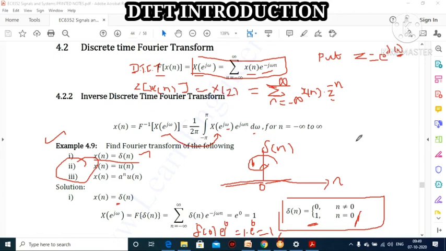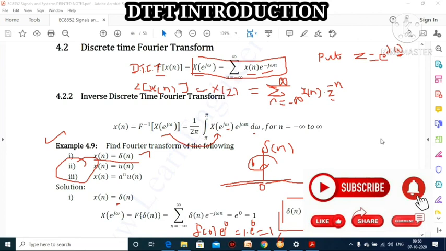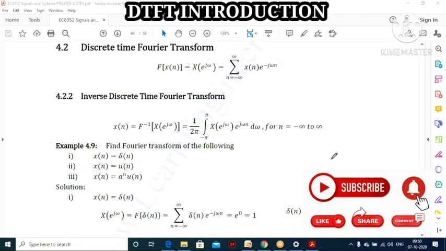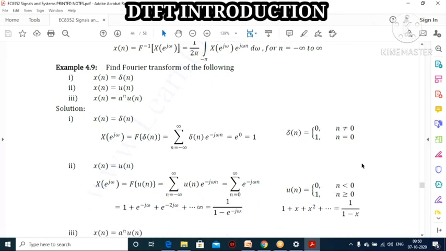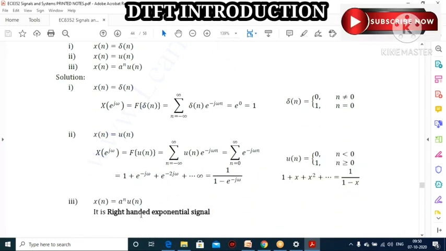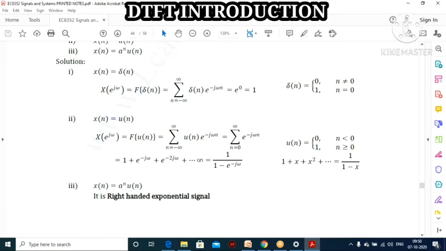This is how you have to find the DTFT problems. If you have any doubt, ask. You find the answers for u of n and a power n into u of n; these two will be your homework problems. With this, I conclude my topic.